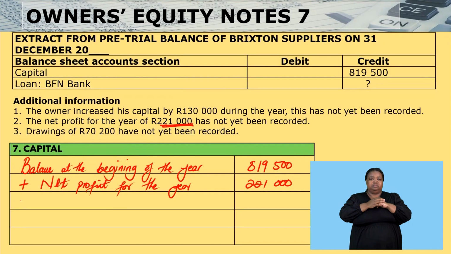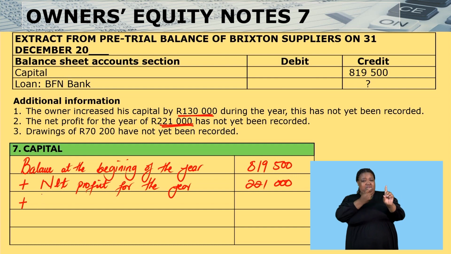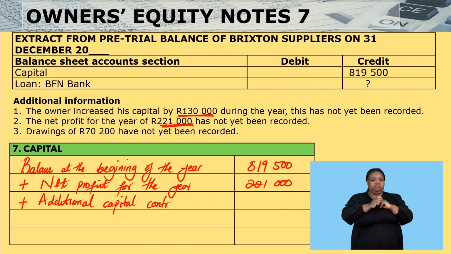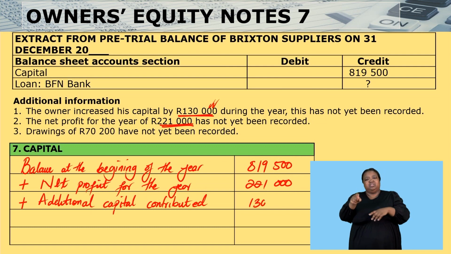And then I would consider if the owner has contributed more capital. It says the owner increased his capital by 130,000 during the year. So I'll come and say additional capital contributed. Okay. And my additional capital contributed is 130,000. There it is. So very important that my additional capital, I add it. So I'm adding this 130,000.